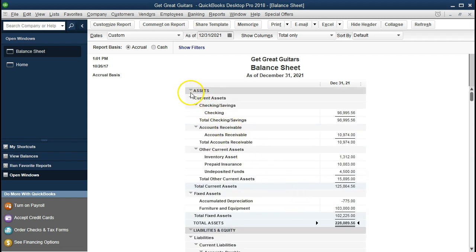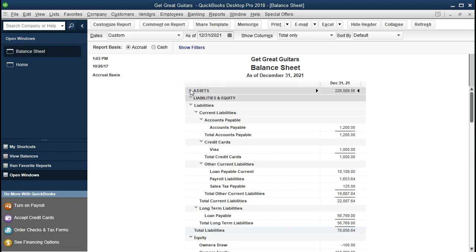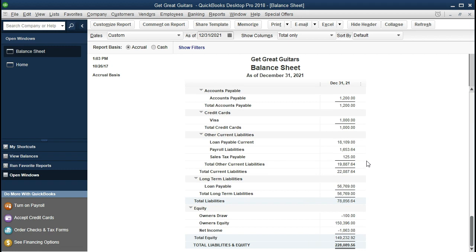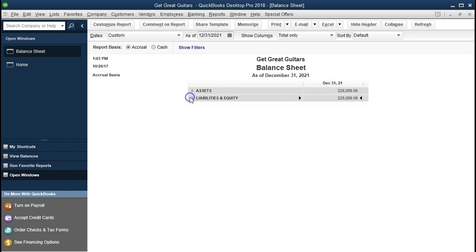So I'm going to go ahead and compress this right now so we can focus in on the liabilities and equity component now. So there's our assets. Liabilities and equity should tie out to that same number, as it does here. If we compress that, we say liabilities and equity is the same number. And the beauty of using QuickBooks is that it will always be the same number.